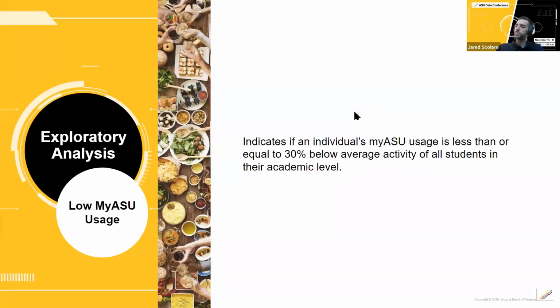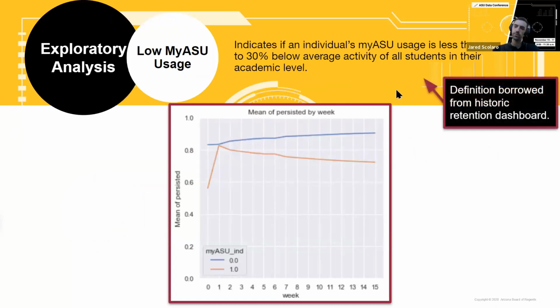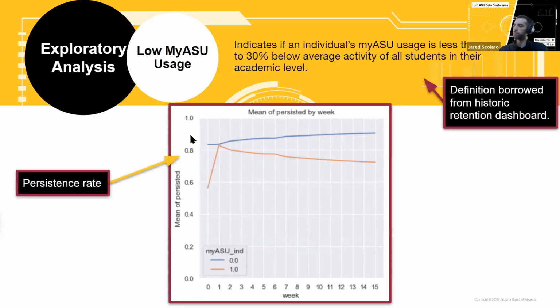Another one we looked at that I thought was interesting was low MyASU usage. This predictor indicates if an individual's MyASU usage is less than or equal to 30% below the average activity of all students in their academic level. Academic level referring to first year, sophomore, junior, senior. And we borrowed this definition from the historic retention dashboard. When we looked at this, we looked each week at the persistence rate of students who did have the indicator, in orange, and did not, in blue. Again, this axis shows the persistence rates, and we see the week of the semester on the x-axis.